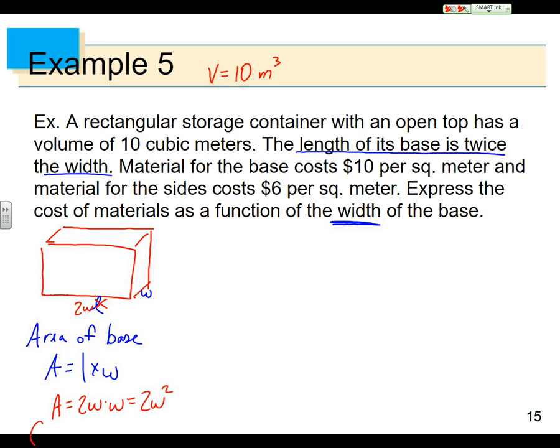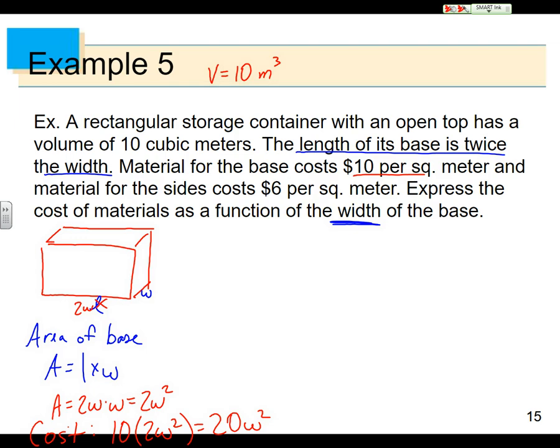So I can actually do my cost function as well. My cost function is going to be, well, it costs $10 per square meter on the base. So my cost function is going to be 10 times 2w squared, which is going to be 20w squared.